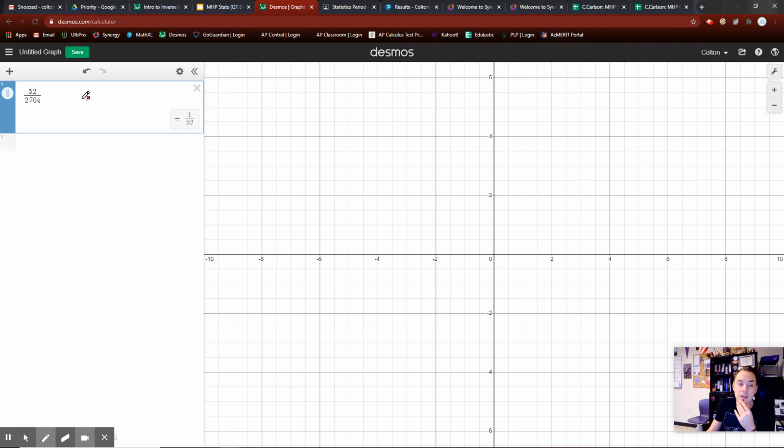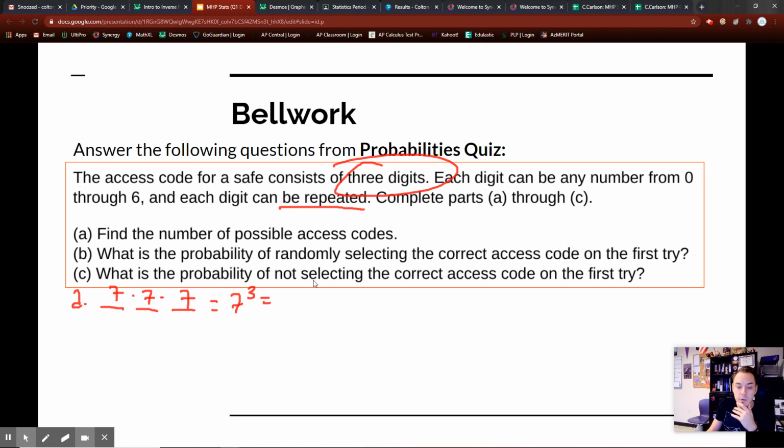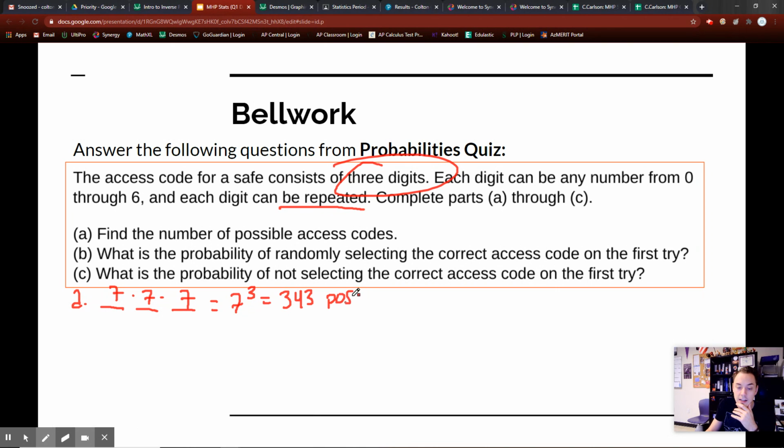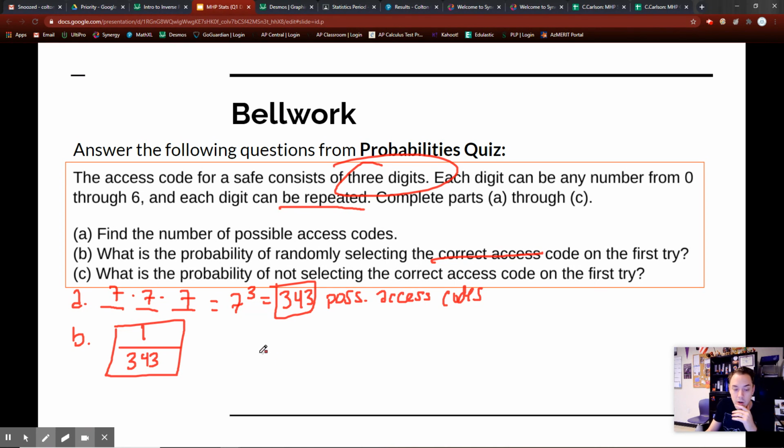If we don't know what that is, we can go to Desmos, do 7 cubed real quick. Oh my gosh. 343. So then we can go over here and actually say 343 possible access codes. Now, B is going to ask what's the probability of selecting the correct one? Well, there's only one correct one, especially on the first try. So 1 all over 343. You can put it in a decimal if you want, but I'm going to leave it at that.